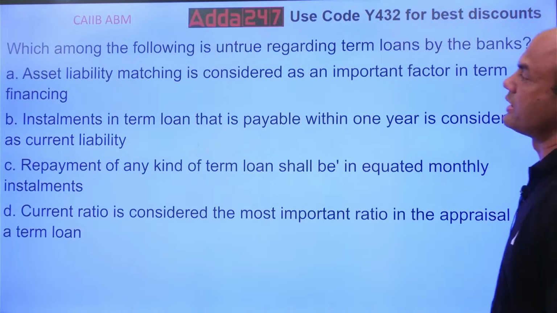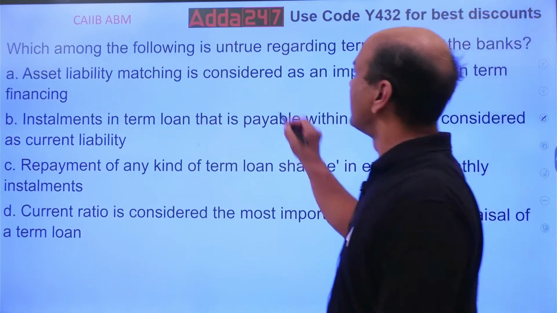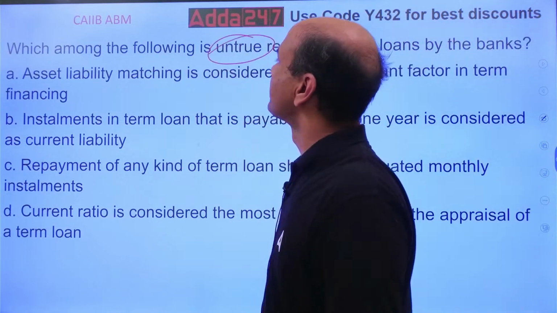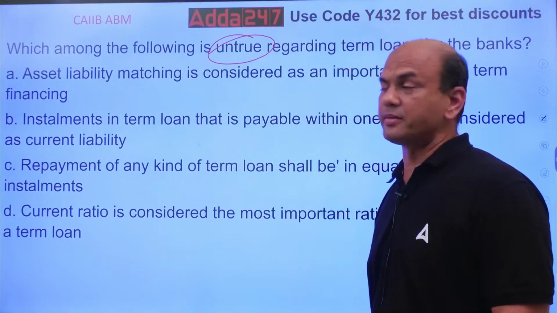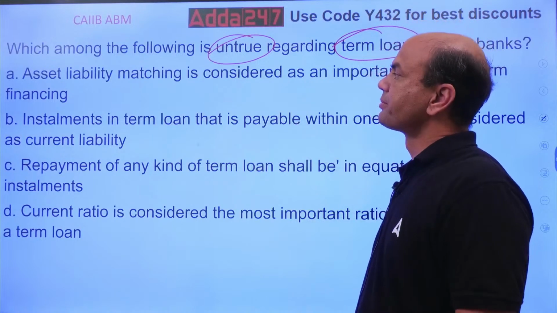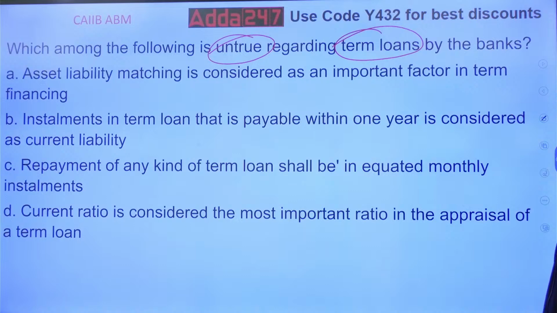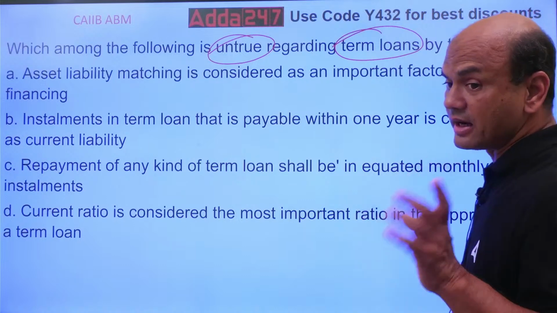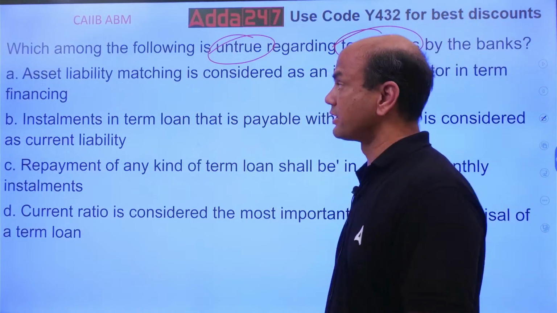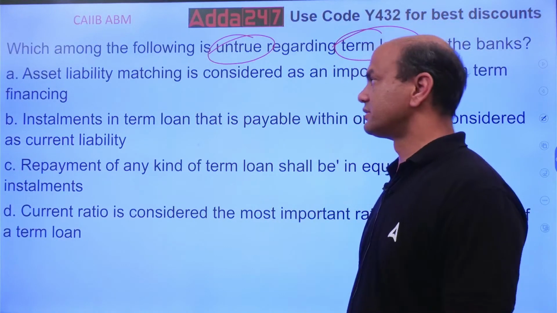Which among the following is untrue regarding the term loans by banks? Untrue means false. Which of them is false regarding term loans? Asset liability matching is considered as an important factor in term loan financing. You want incorrect, kindly note, you want incorrect.